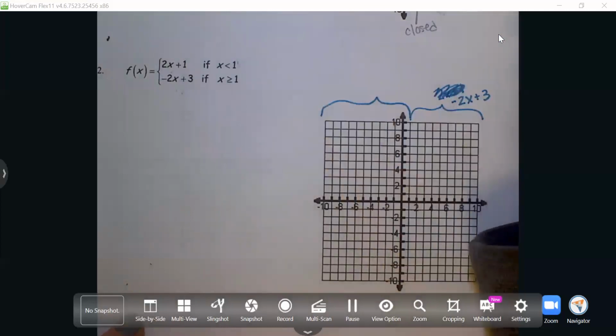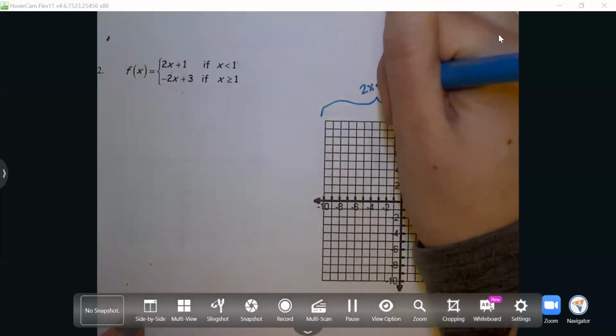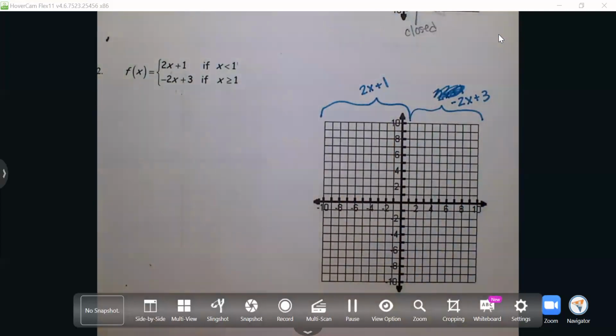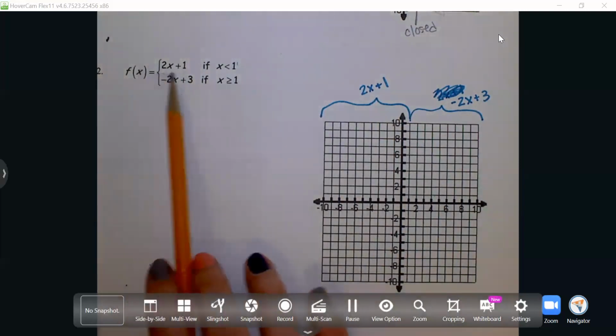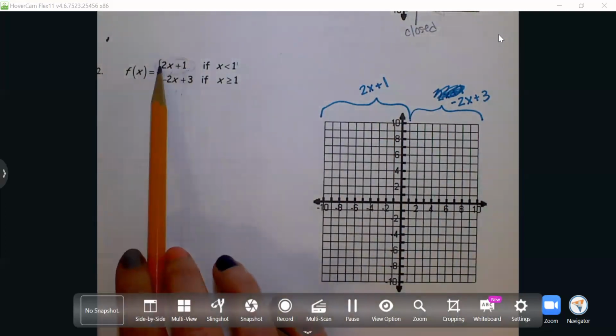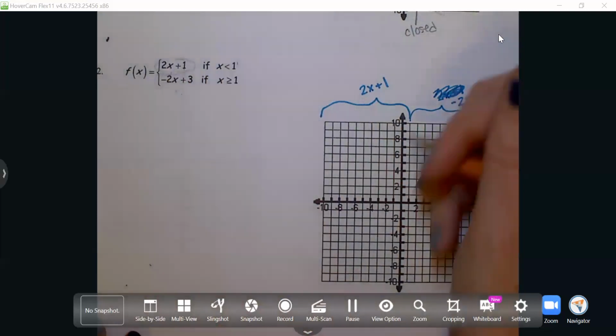And everything less than 1 is the 2x plus 1 part. There they are. So those are my 2 halves of my piecewise function. We're going to graph this line like normal. I have my slope, I have my y-intercept. So let's go ahead and graph it.